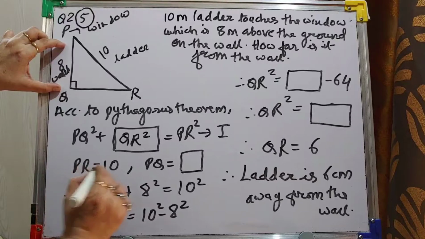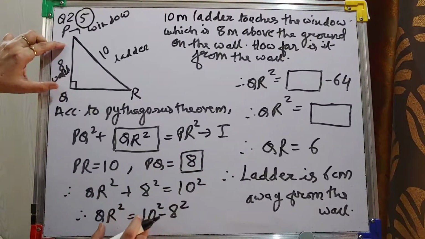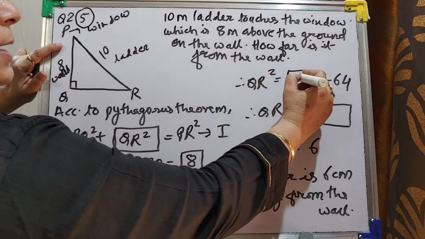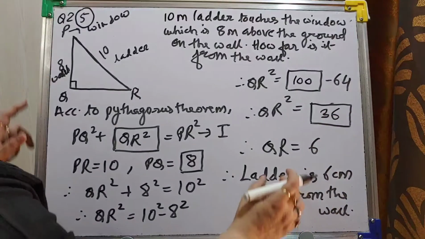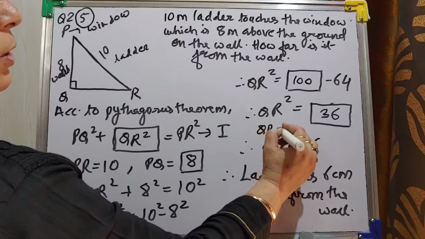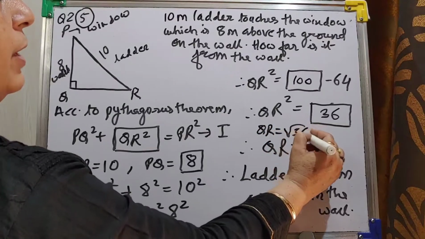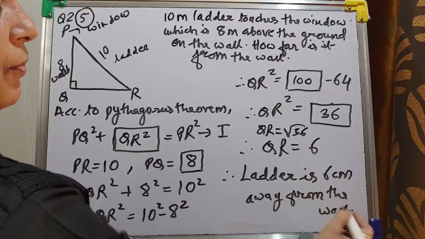Now PR is 10, PQ is given 8. So when you substitute, you will get this. Now 10 square is 100, and 100 minus 64 is 36. So your QR will be the square root of 36, which is equal to 6. So the ladder is 6 meters away from the wall.